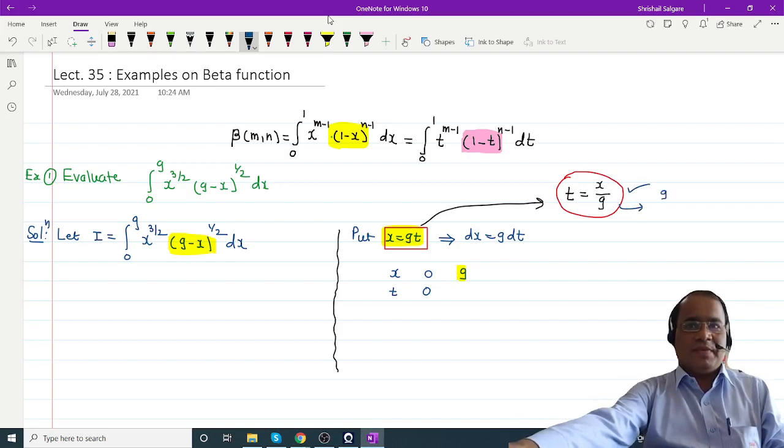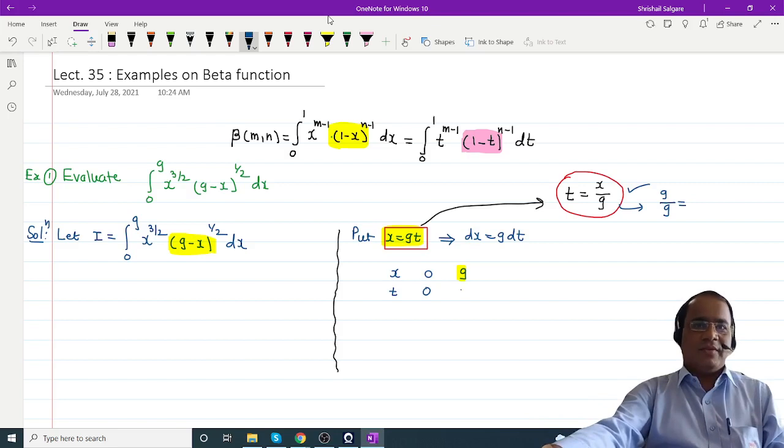Means this will simplify to 9 by 9. What is the answer? 1. Yes. Okay, you should be attentive. These are the basic level questions. Okay, these are the new limits. Now new limits for t from 0 to 1.